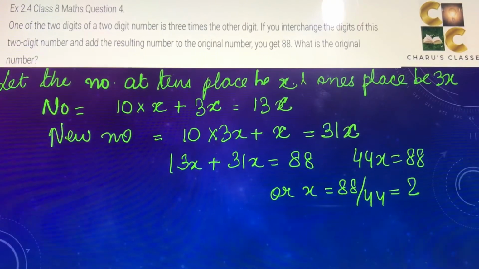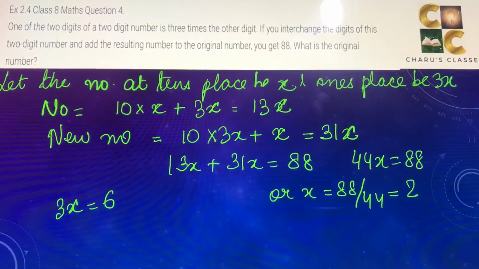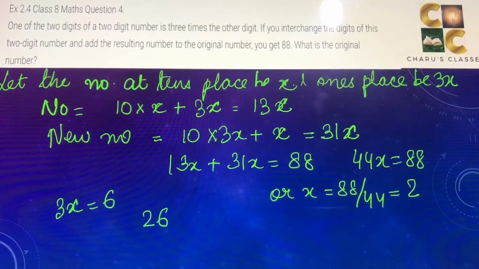So we got our tens place. The other number is 3x. 3 into 2, that is 6. So the original number was 26.